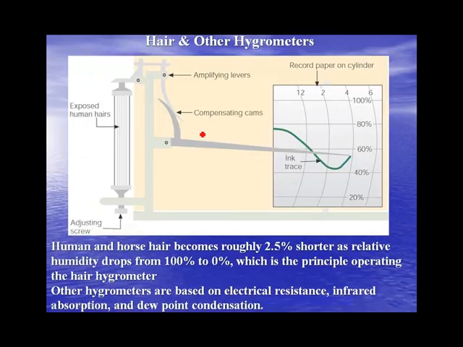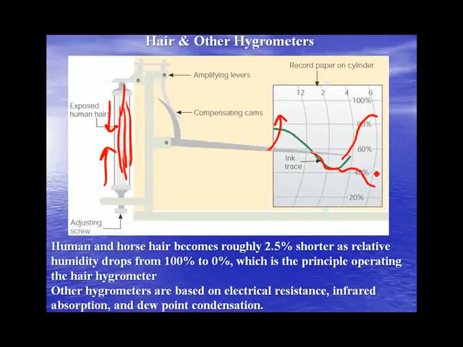We have what we call hair and other types of hygrometers, where you can have exposed human hair, and based upon the amount of moisture in the air, the hair will either lengthen or shorten. And as the hair begins to shorten, this lever here would begin to move up, and so we would see the ink trace going like this, and as it begins to lengthen, this would begin to go down, and so it would look something like that. And so we can use what we call hygrometers to measure the amount of moisture in the air.